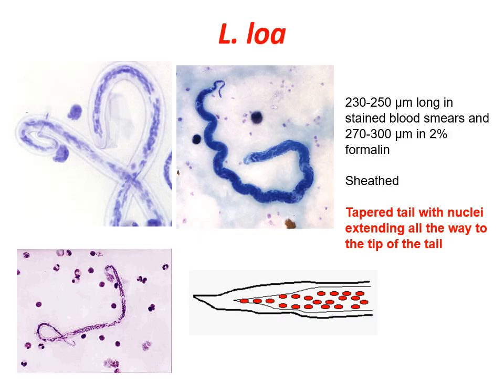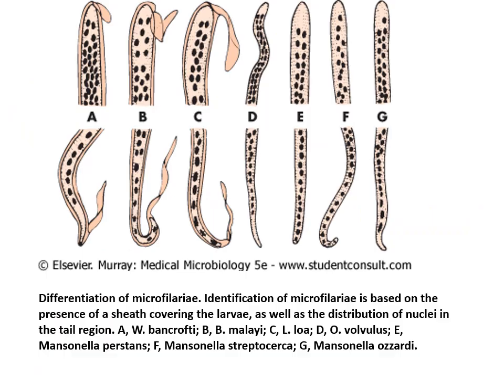If we look now at the microfilaria of Loa loa, it presents a continuous pattern of nuclei all over the microfilaria. They are also sheathed, but you can see that there is a continuum of nuclei all over the microfilaria, and Loa loa displays a diurnal pattern. So in order to see these microfilariae, you should collect the blood from the patient during the day.